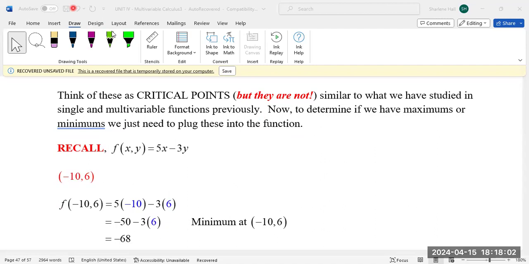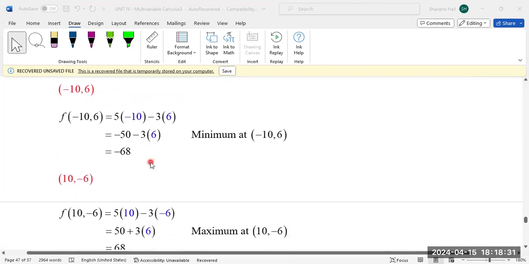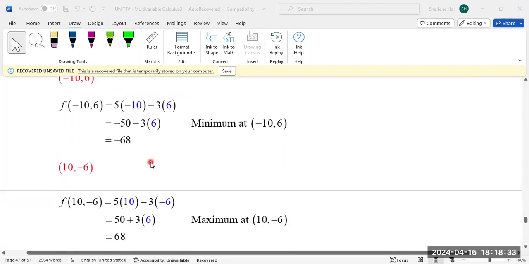We are 68 at a maximum. Positive 68. You got a maximum? Yeah, maximum. Yes, sir. And you got a positive value there? Yes, sir. Positive 68. Okay. Good. I also got a maximum. Very nice.